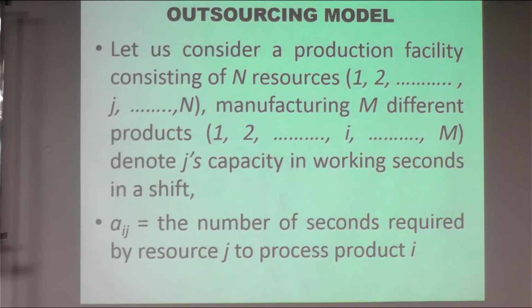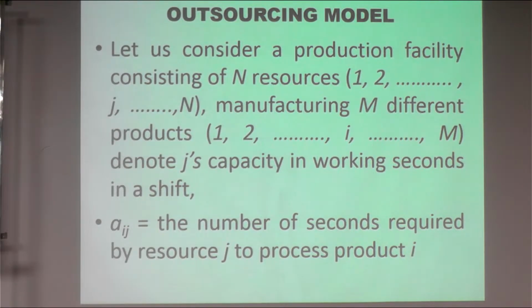Under what circumstances will we go for outsourcing? When demand exceeds the capacity of a manufacturing plant, then generally we go for outsourcing. Outsourcing means getting things from an outside contractor or a vendor.